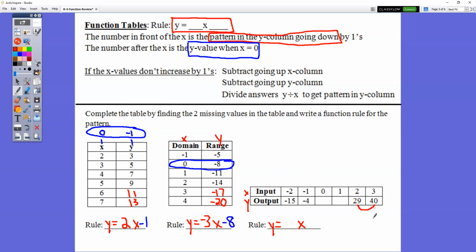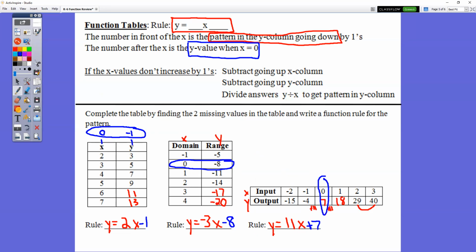How do I get from 29 to 40? Well, I'm adding by 11. So an 11 goes in front of the x. So adding by 11, -4 plus 11 gives me 7. 7 plus 11 gives me 18. So those are my two missing numbers in my table. When x equals 0, y is 7. So you have a +7.